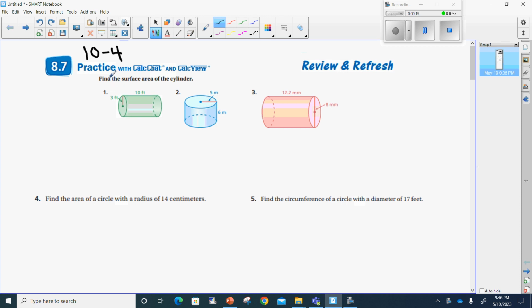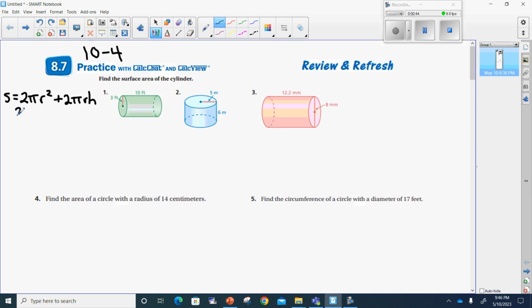It says find the surface area of a cylinder. For number one, remember the surface area of a cylinder is going to equal 2 pi r squared. We're going to have to add that to 2 pi rh. Now 2 pi r squared means we're going to find the radius, which is 3 here.